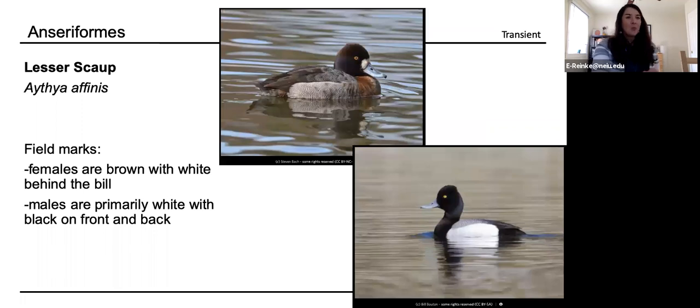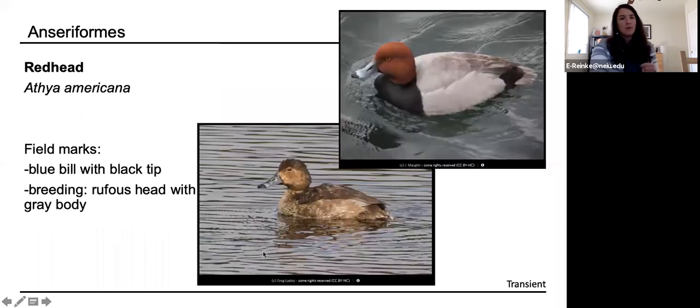All right, the lesser scaup, these are a transient. These are one of the ones that are moving through right now. They have bluish bills. They're kind of bluish blackish. The females have this white behind the bill that you can use to ID them, and the males are this really kind of beautiful, deep black with mostly a white body. The lesser scaup.